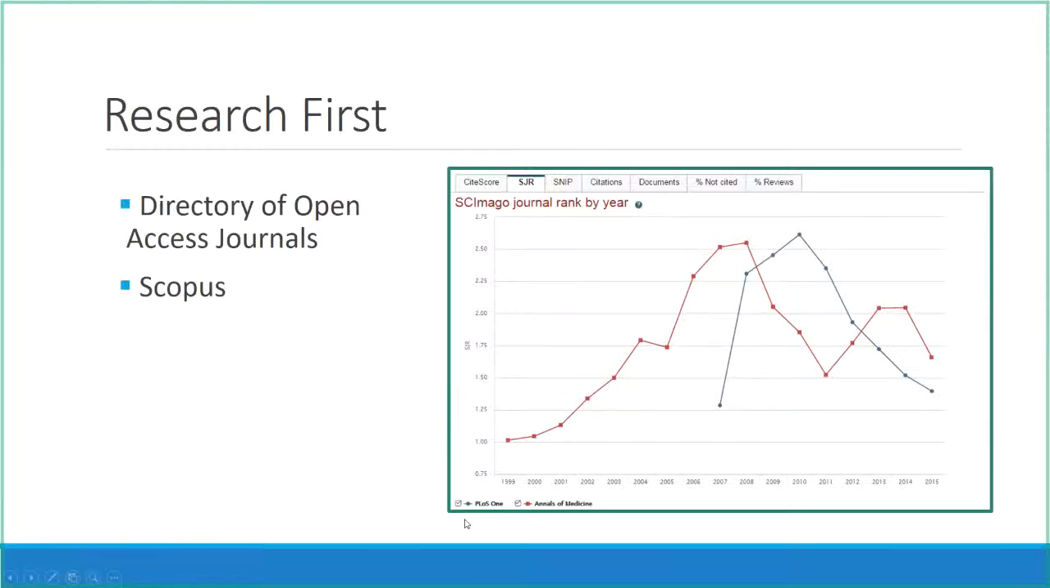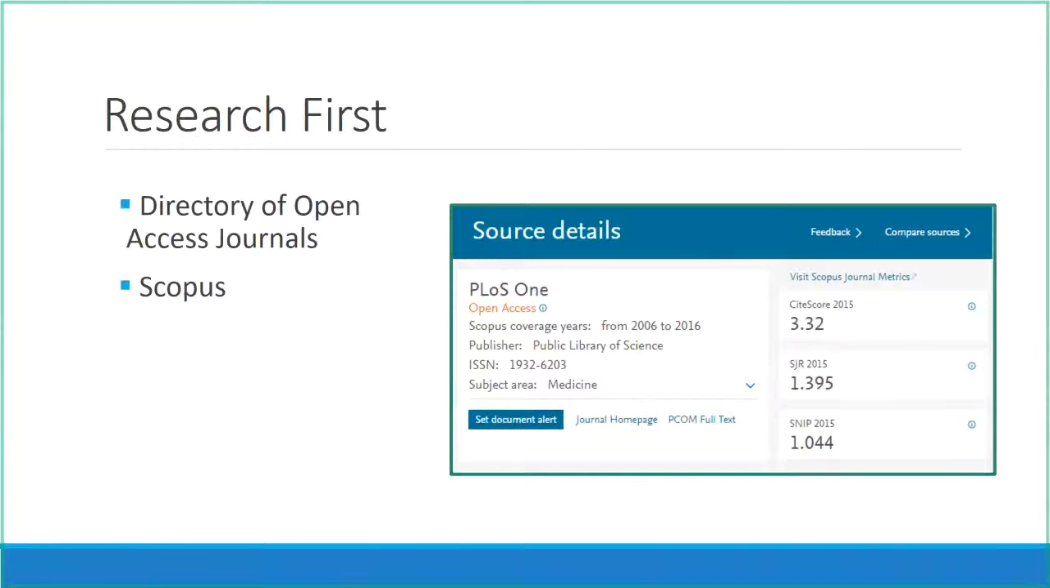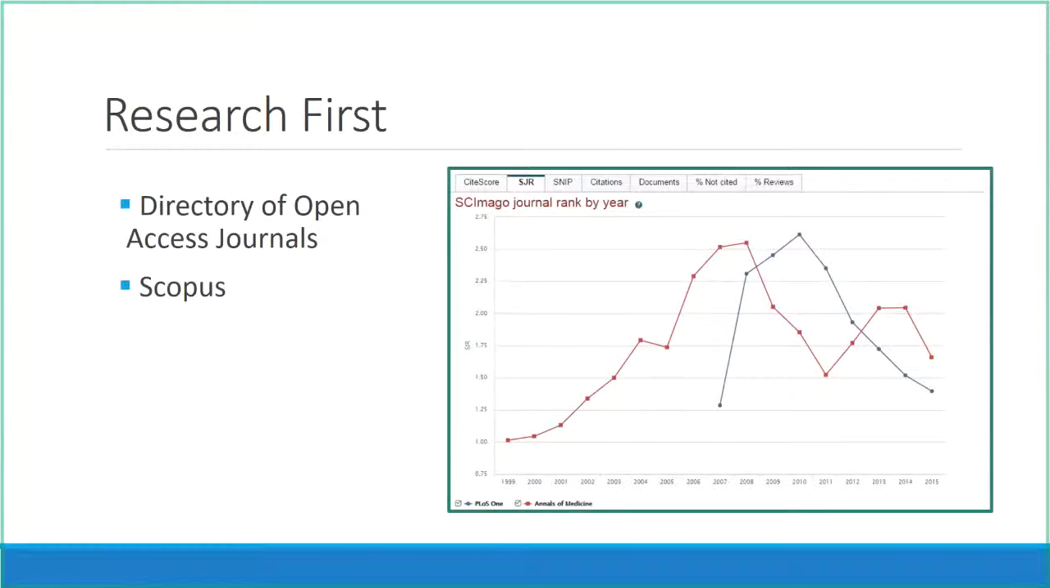And you can compare two journals. So here we have Public Library of Science 1, PLOS One, versus the Annals of Medicine, which is a non-open access journal. And here you can compare the two journals. So if you're curious if a journal is predatory, see if it's listed in Scopus. Outright predatory ones usually won't be. And if you want to know if it's good, check out some of the different citation metrics and compare them to journals that you're familiar with.